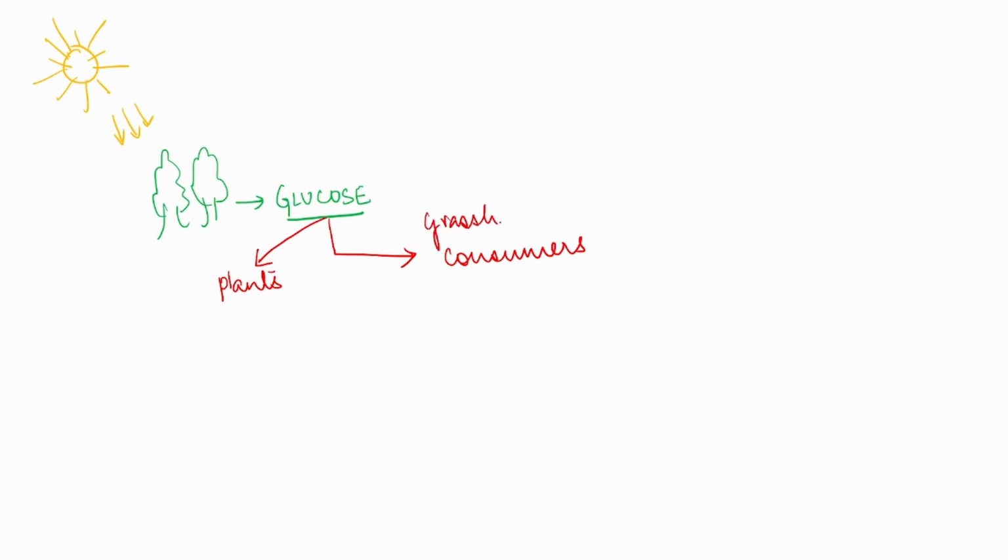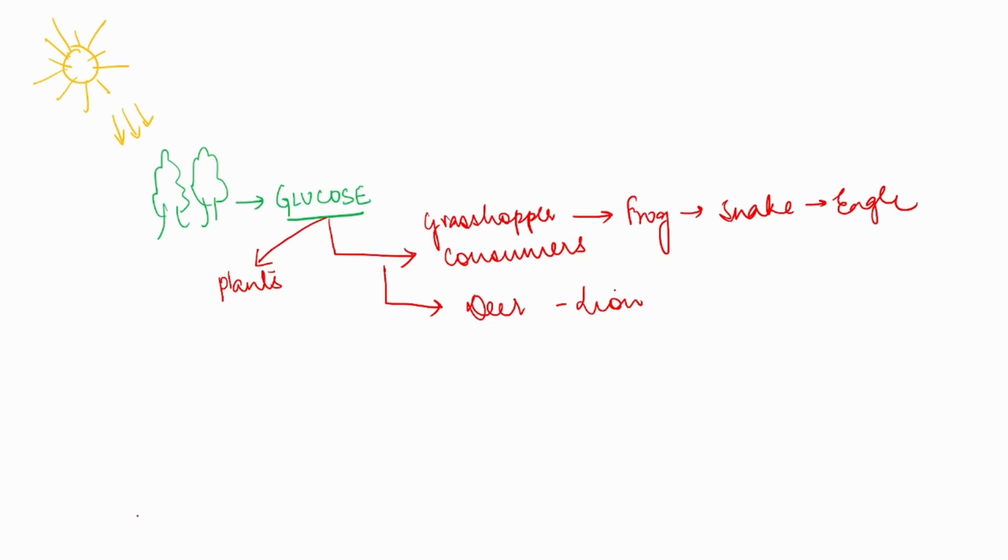like grasshopper, frog, snake, eagle, or you can say some will go to deer, lion, isn't it? So here you see, some amount of glucose will be utilized by plants to increase their biomass, yes or no? And some will be eaten up by consumers. Some will be utilized by plants to grow, or for respiration, and some will be utilized by the consumers, isn't it?